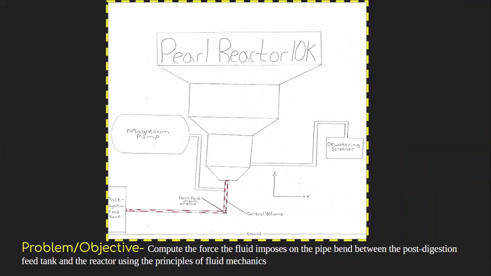Here is a diagram of our fluid system. The control volume we chose to apply the principles of fluid mechanics is represented by the red dotted line. Our fluid is sludge originating from the post-digestion feed tank. Our objective is to compute the force the fluid imposes on the pipe bend between the post-digestion feed tank and the reactor. And we will do this by applying 3 fluid mechanics principles.